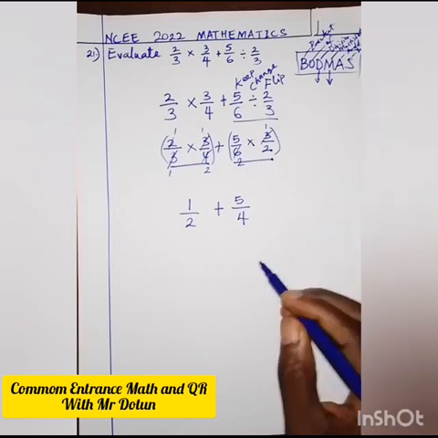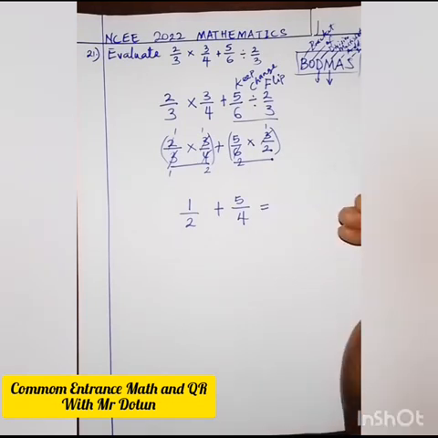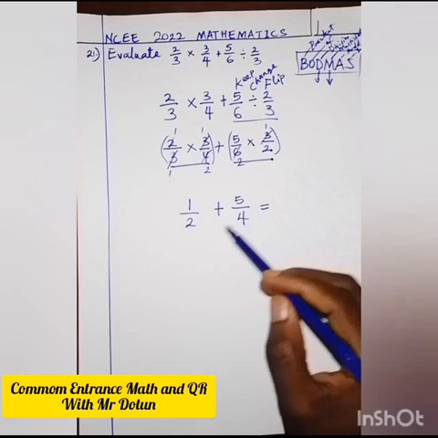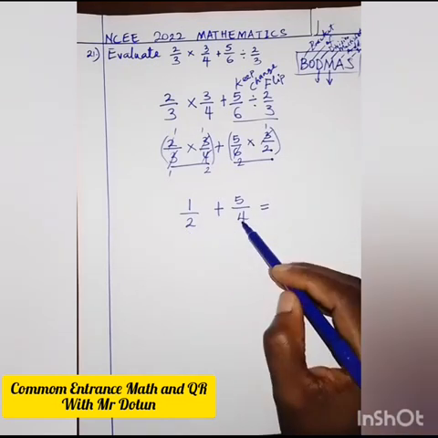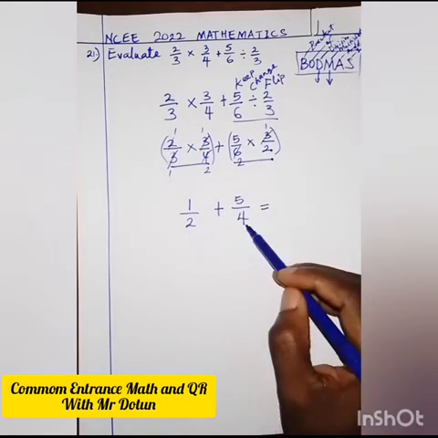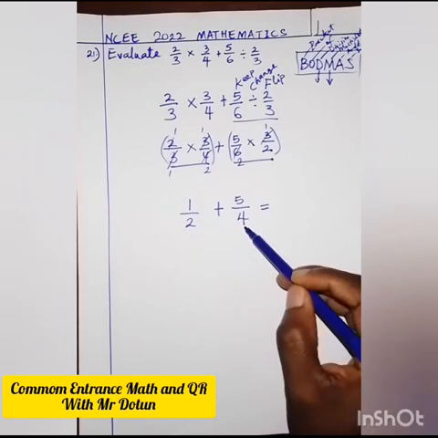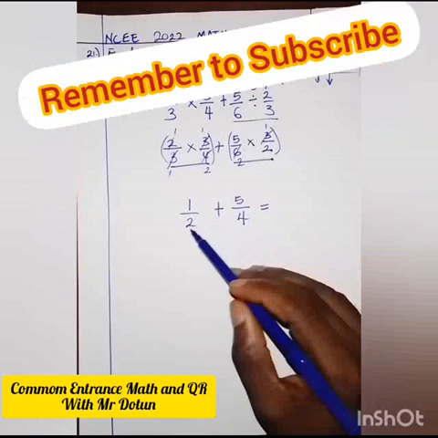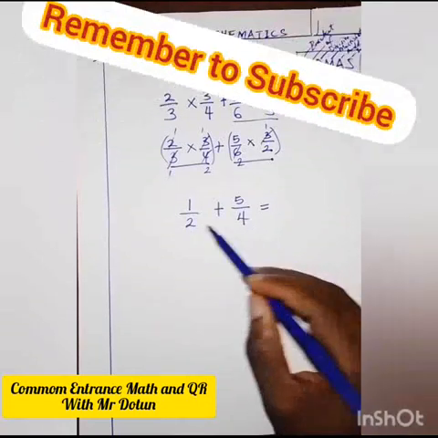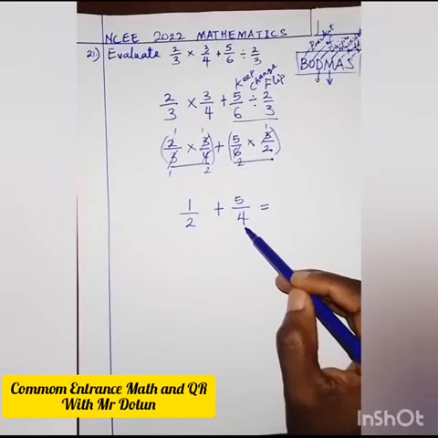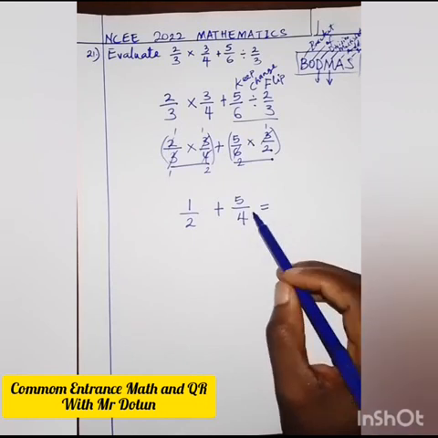So let's see the method we use. Let's take the LCM method. What is the LCM of 2 and 4? The LCM of 2 and 4 is 4, because 2 can divide 4. So if you're looking for the LCM of two numbers, and one can divide the other, the bigger one is the LCM. Don't forget that.